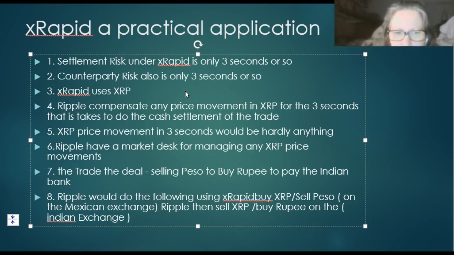Through Ripple, the client will give Ripple peso. Okay? The client will give Ripple peso because they're using xRapid. Ripple is teaching the client how to use xRapid. What will happen is they will buy XRP and sell peso on the Mexican crypto exchange, rather than the FX market. Okay?